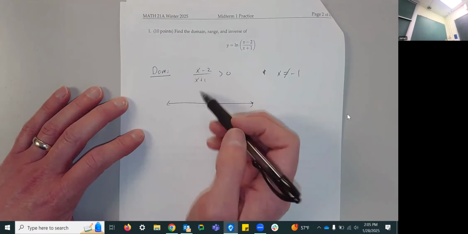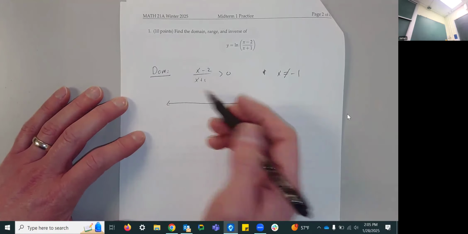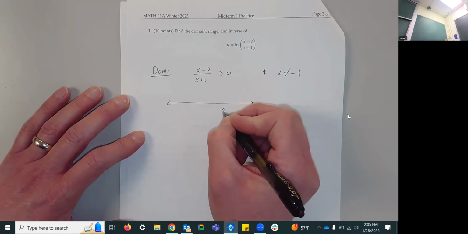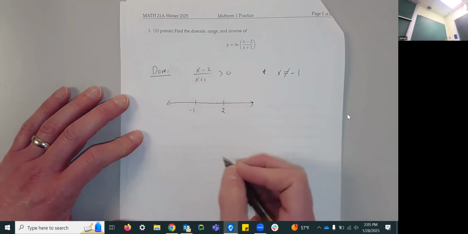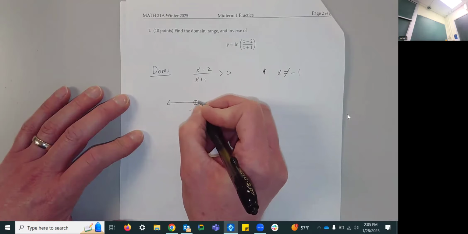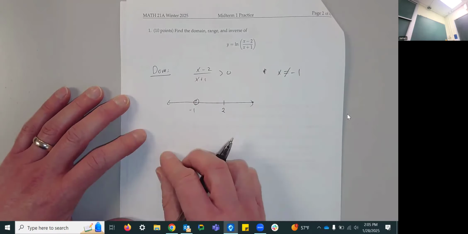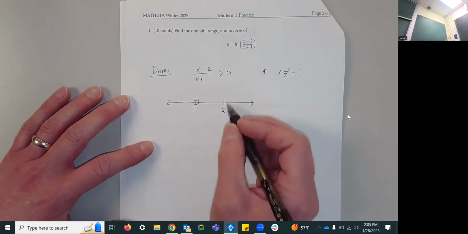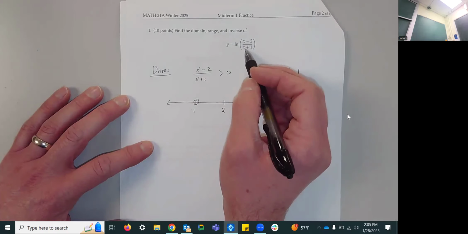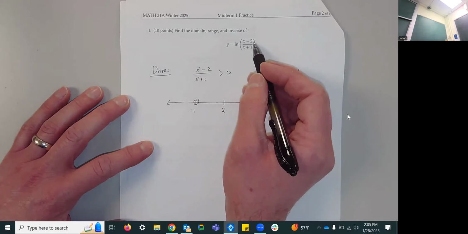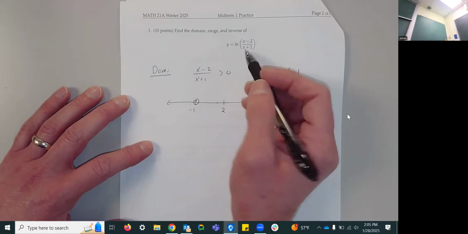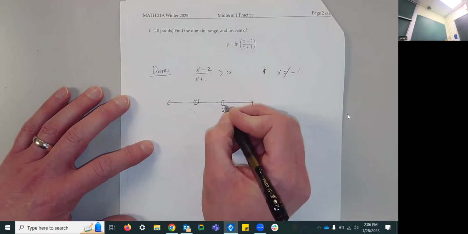It's already essentially factored for us. So I'm thinking x equals positive 2, x equals negative 1. I already know I don't want negative 1. I also don't want positive 2, because if I get positive 2, 2 minus 2 divided by 3 is going to be 0, and the log of 0 is undefined. So I don't want 2 either.